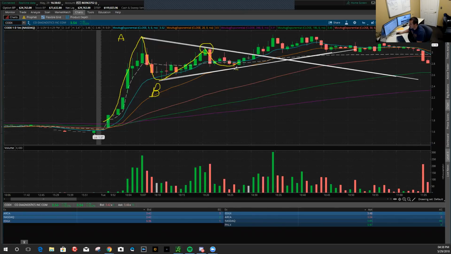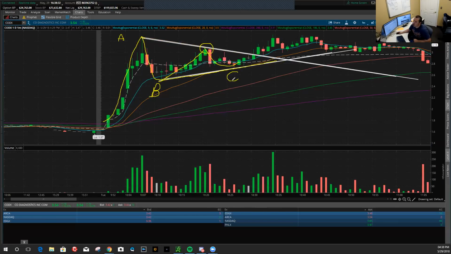And then what happens? We get C. Do you notice how this area here, letter C, is higher than B, right? This low here is still higher than this previous low. So what does that do? That creates what we call the uptrend, okay? Now we're trending up. Right here we're trending down, and down here we're trending up.